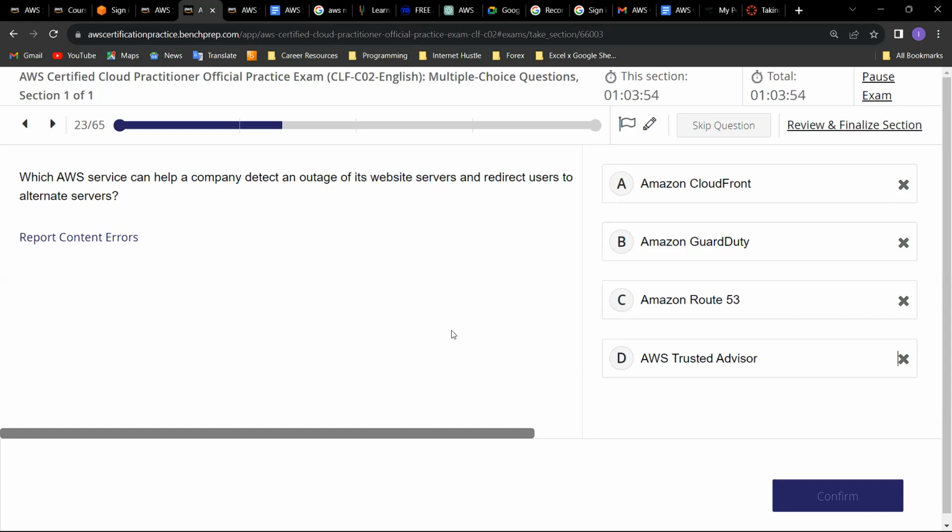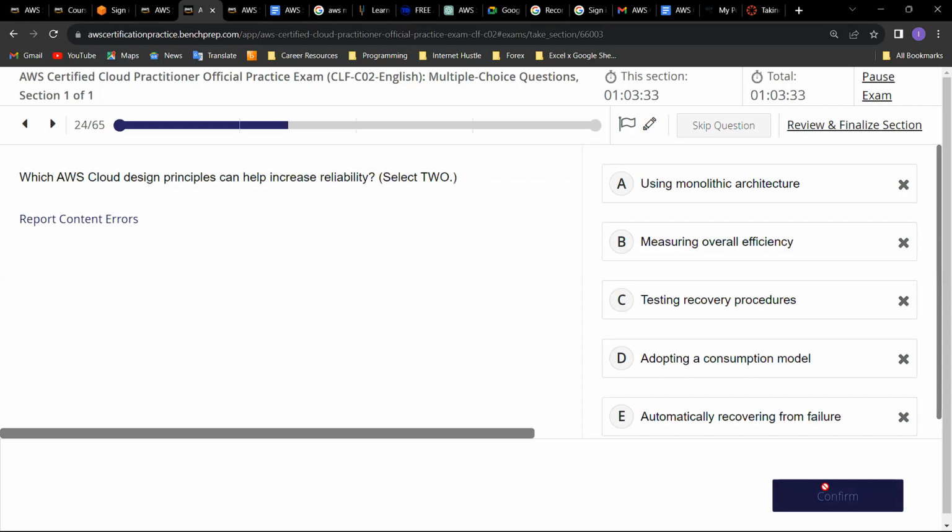So I see C, C, okay. Which AWS cloud design principles can help increase reliability? Select 2.